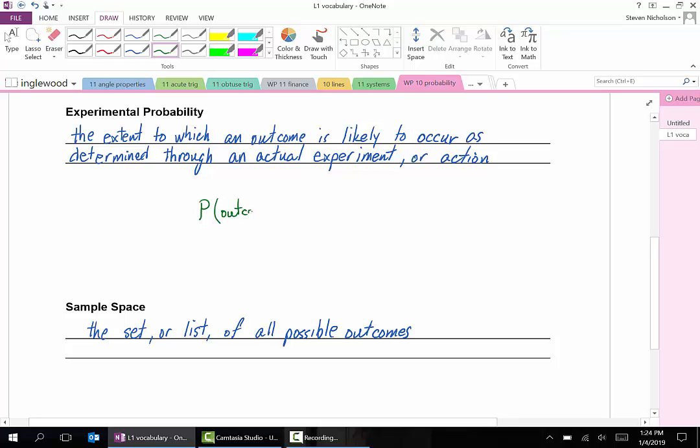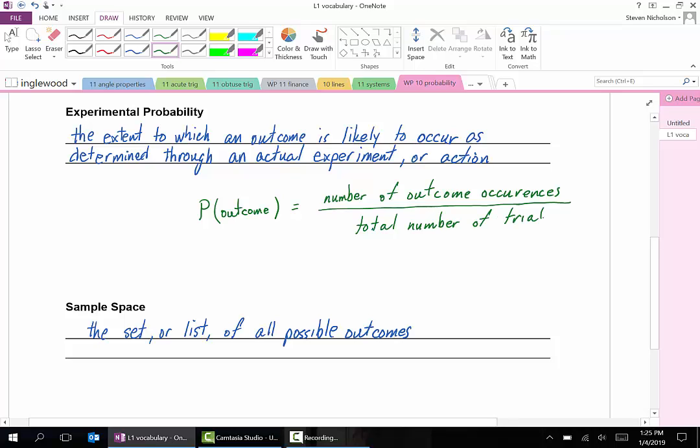The probability of an outcome is equal to the number of outcome occurrences. So you're going to actually do an experiment, and you're going to count how many times you got what you're trying to get. So the number of outcome occurrences divided by the total number of trials. So how many times did you flip a coin? How many times did you roll a die? How many times did you spin a spinner?